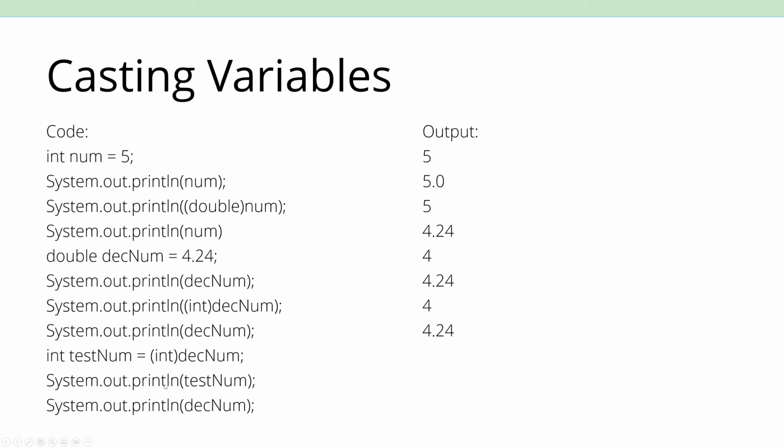Now remember, testnum has been declared as an int. So on the next line of code, when I print out testnum, it is an int. And what is the value inside of testnum? 4, right? I assign it right here. So it prints 4. But what's inside of decnum? Remember, the value inside of it has been temporarily considered to be an int right here. But decnum has been declared as a double, and the value inside of it is still 4.24.